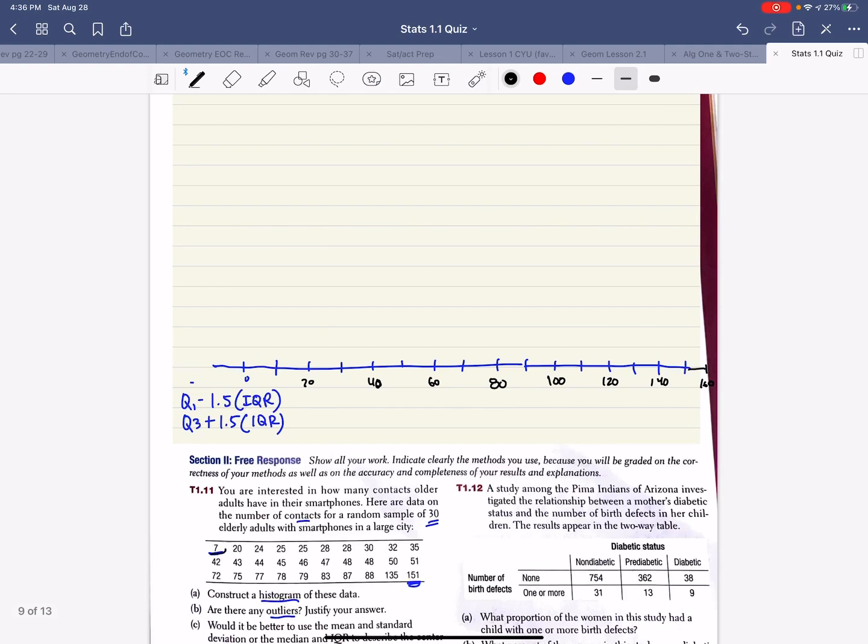So it looks like 7 would fit between just 0 and 20. In the next bin, we have 20 all the way up to just shy of 40. So it looks like we have 1, 2, 3, 4, 5, 6, 7, 8, 9 numbers there. The next bin, 40 all the way to just shy of 60. It looks like I have 1, 2, 3, 4, 5, 6, 7, 8, 9, 10 numbers there.